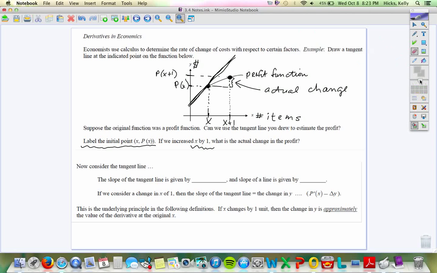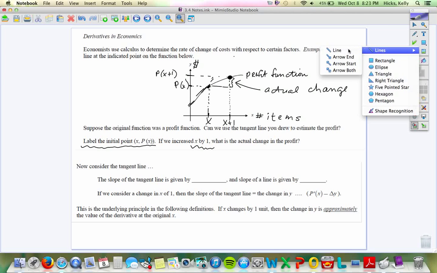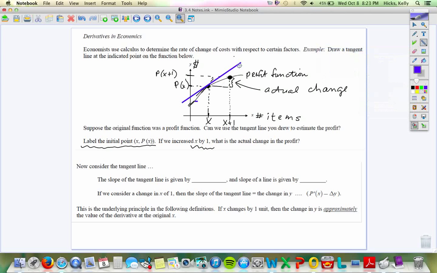Let me try to redraw that a little better. What if I actually use a line? There, that looks better. Okay. So there's my tangent line. The question is, can I use that tangent line to predict this increase in profit from here, or at this point here? Instead of being right here, we would call it all the way up here. Well, as long as you don't move too far away, it's actually pretty accurate.